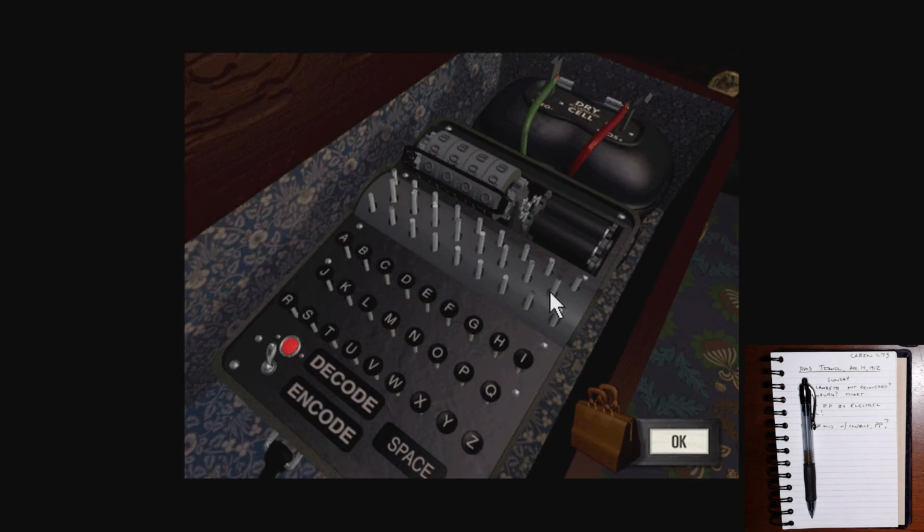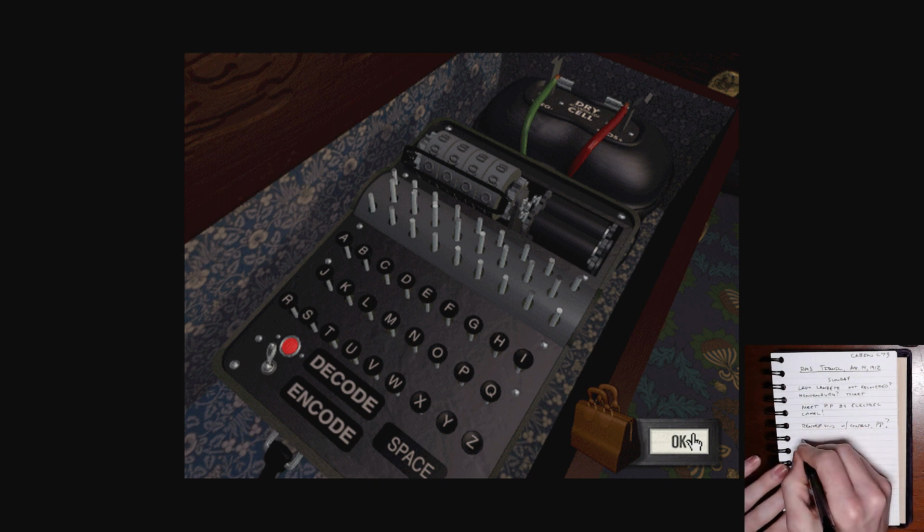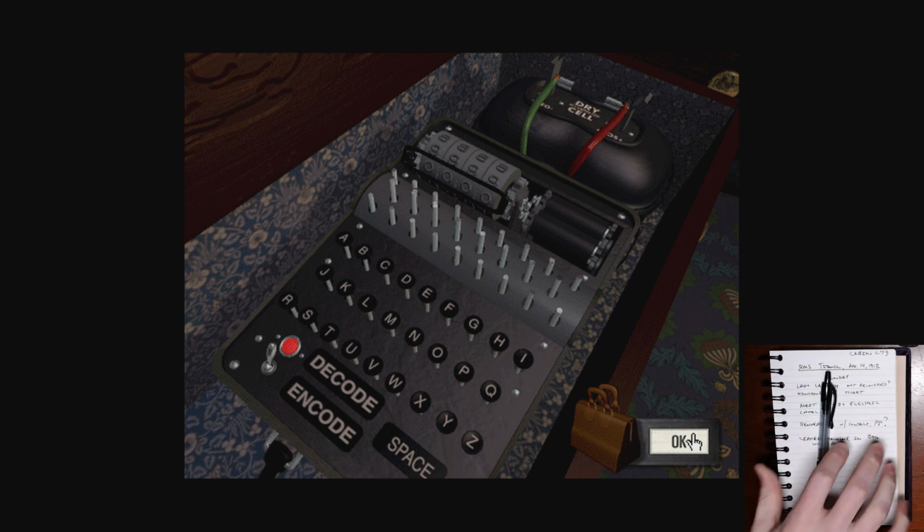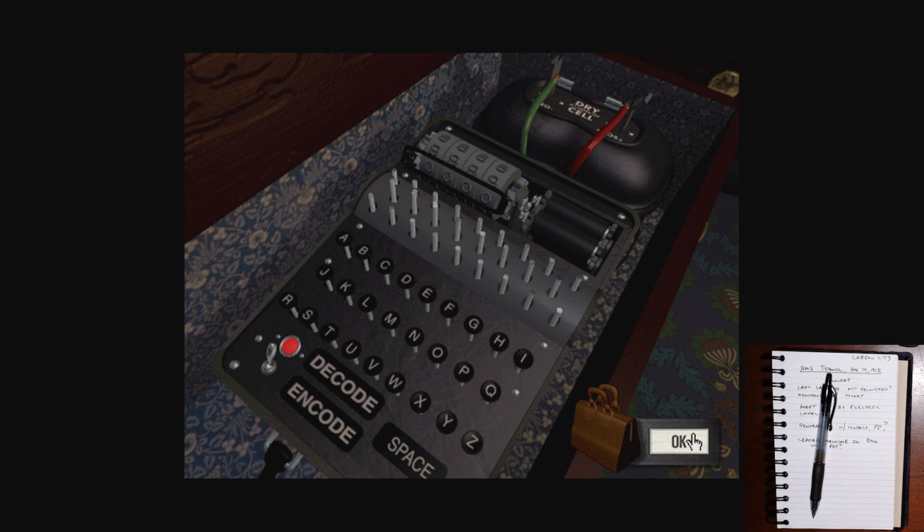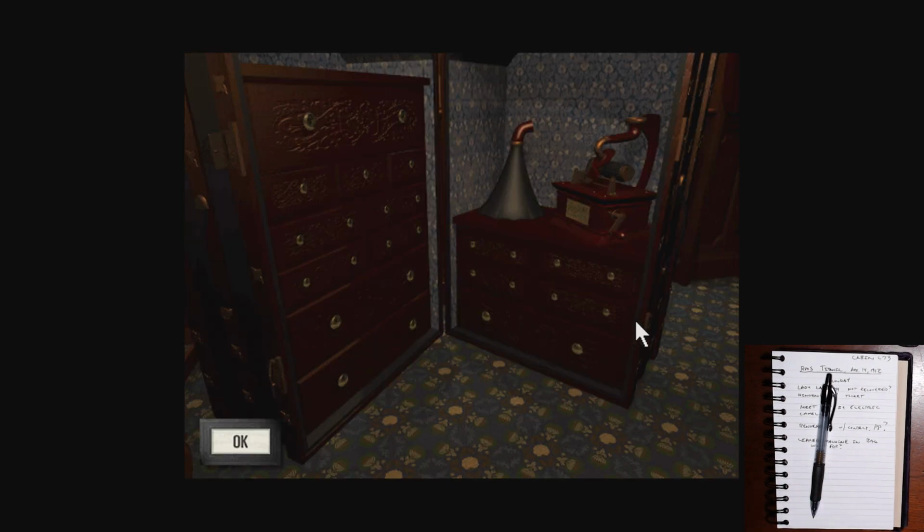So, interesting. I'm going to make a note of this. What could this cipher machine be for, except for the fact that we are a top secret spy?